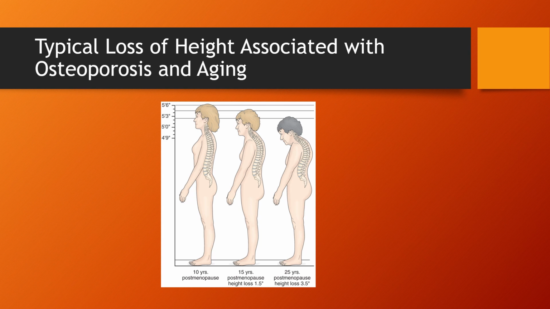So here at the beginning, we have a woman who's 10 years postmenopause and she's at 5 feet 6 inches tall, pretty much her premenopausal height. But 15 years postmenopause, the height loss can be 1.5 inches. At 25 years postmenopause, the height loss can be up to 3.5 inches. And then you see how the spine changes too, and there's more curvature.